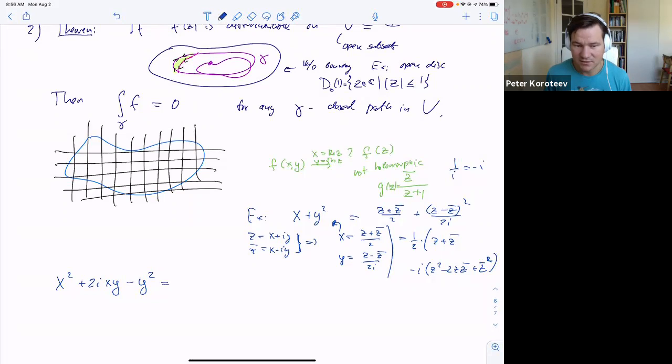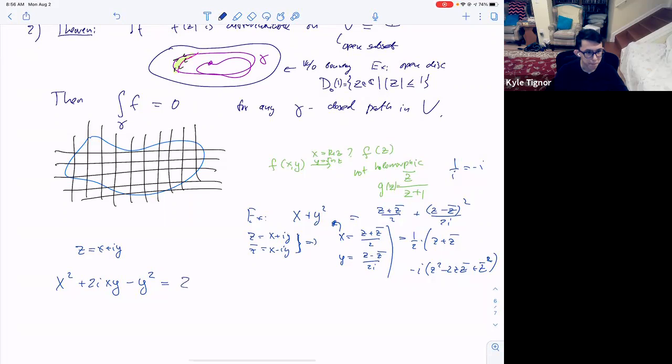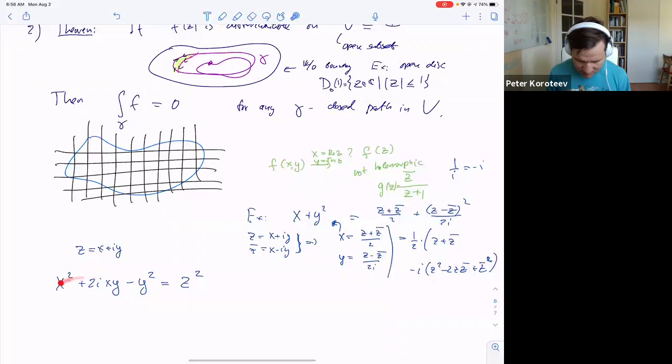Okay, which complex function is this? So if z is equal to x plus iy, what is this? z squared. Yep, it's z squared. That's right. So this polynomial with three monomials is just one complex function. So it does not depend on z bar.